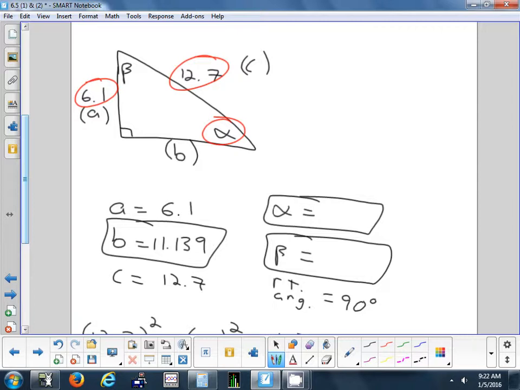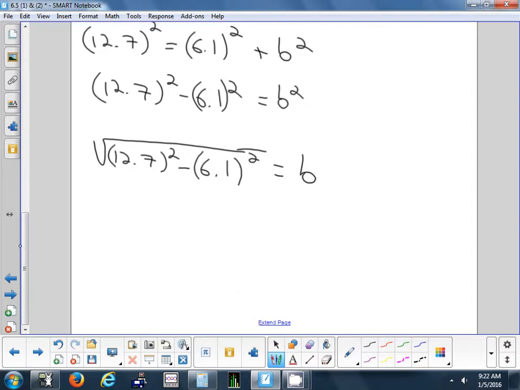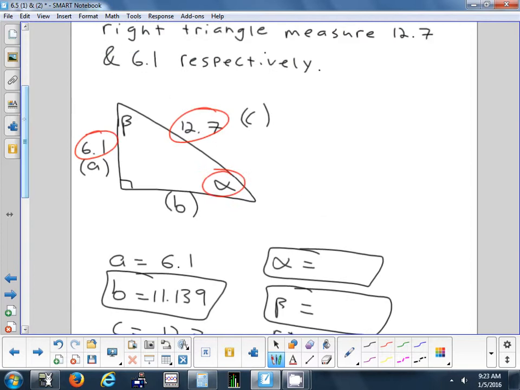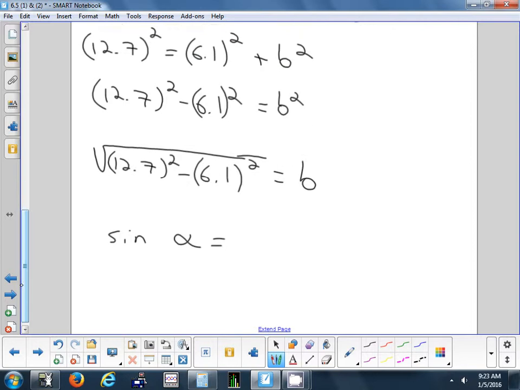Anybody see which trig function I'm going to use to find alpha? Sine. I know the opposite. I know the hypotenuse. So look for a trig function that has the two things in it that you know, opposite and hypotenuse. So this time it's sine of alpha equals opposite over hypotenuse. Any question on that so far?